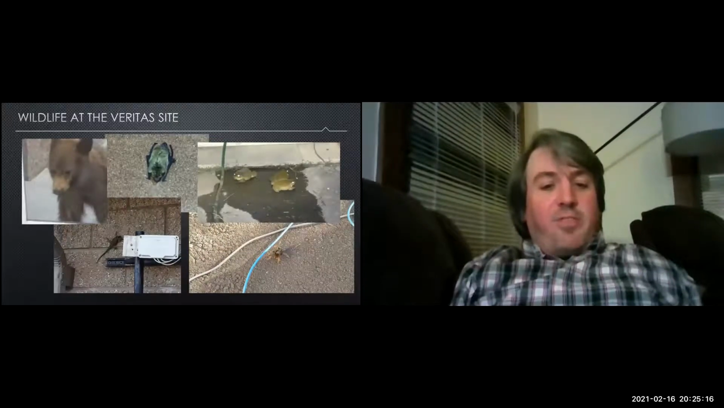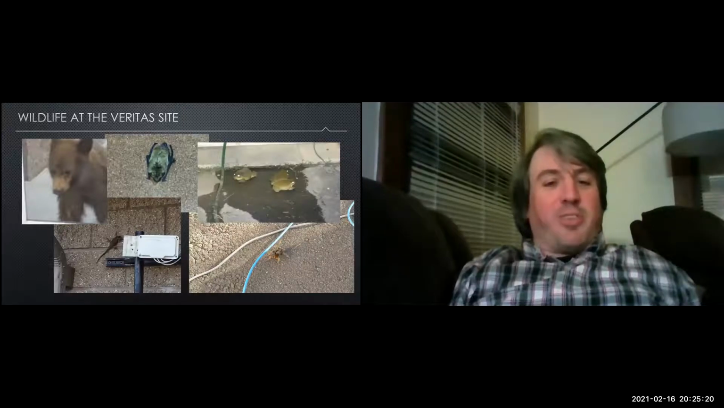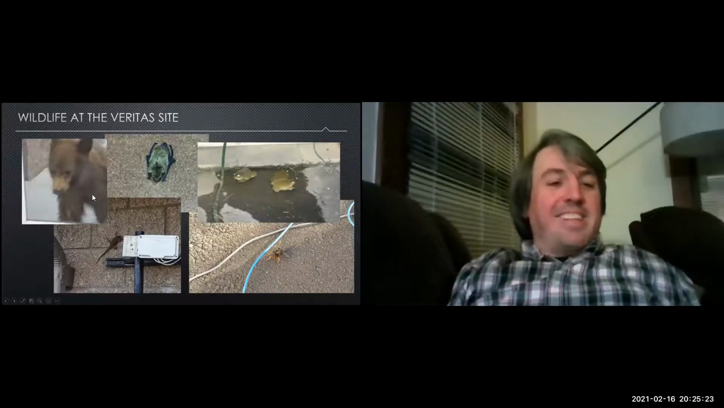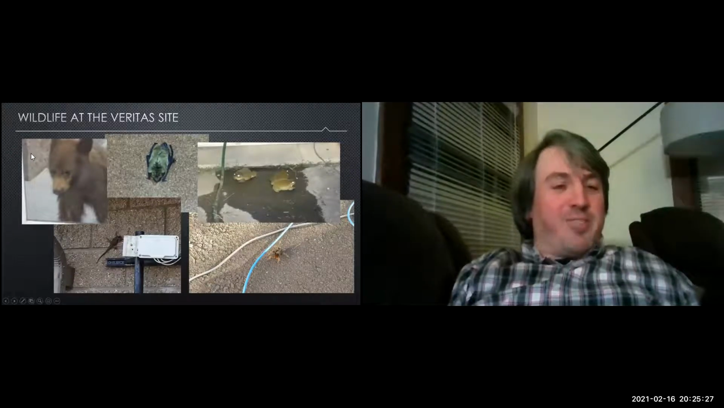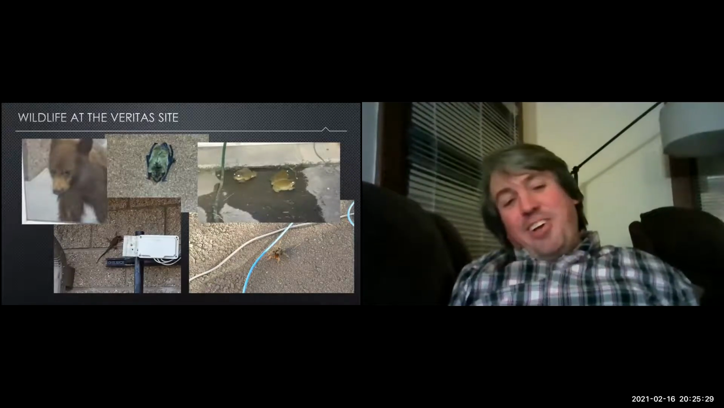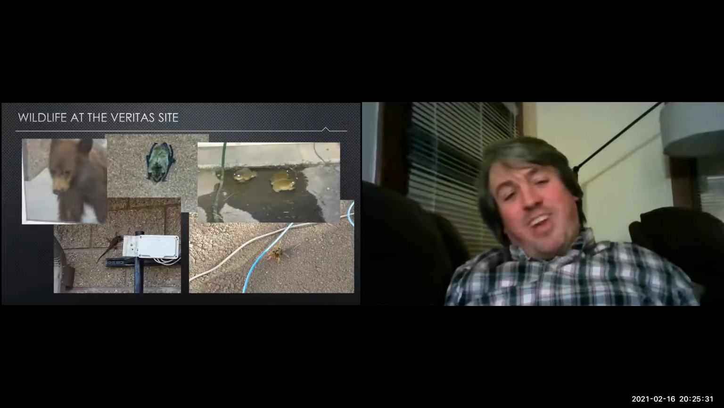And here are some photos I took off my cell phone of the various wildlife and critters you would find at the site. Here's actually a brown bear that tried to break into the observatory offices. It was a very cute baby brown bear, but we were like, oh crap, where's mom?